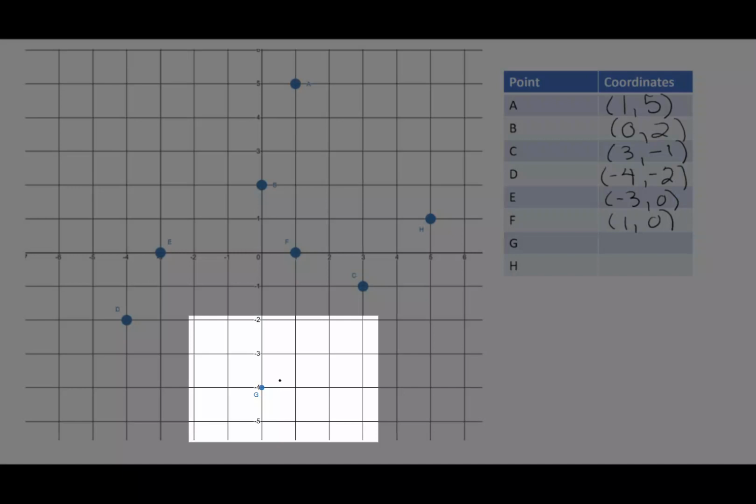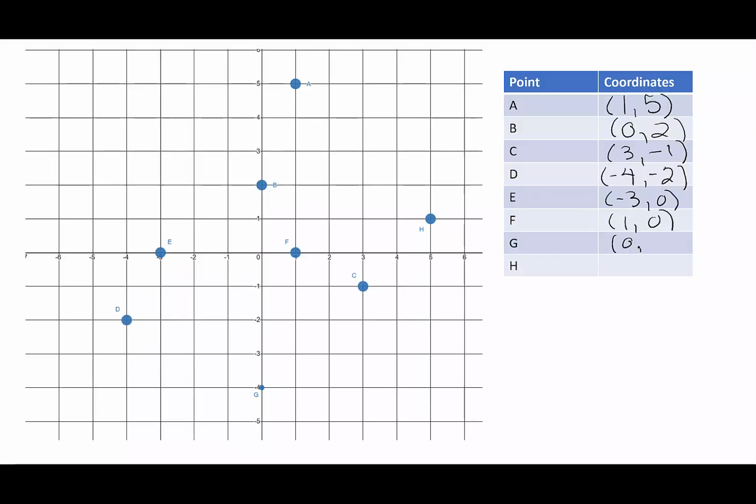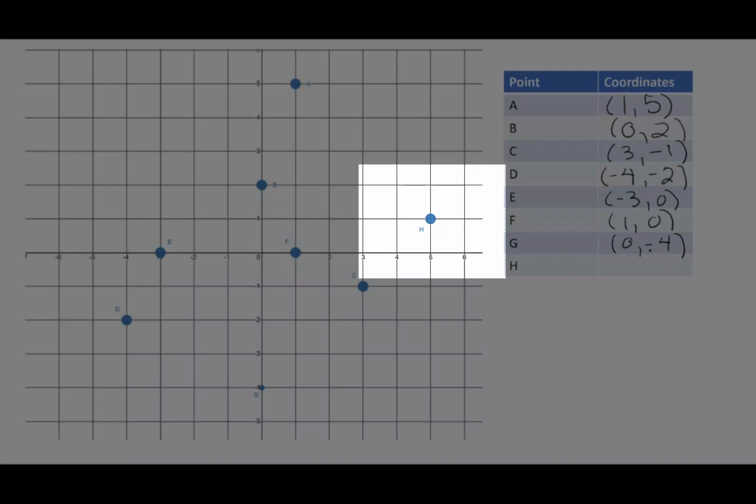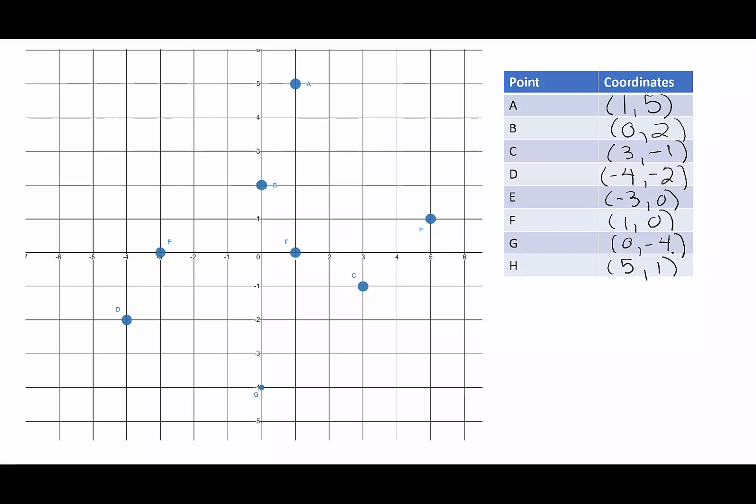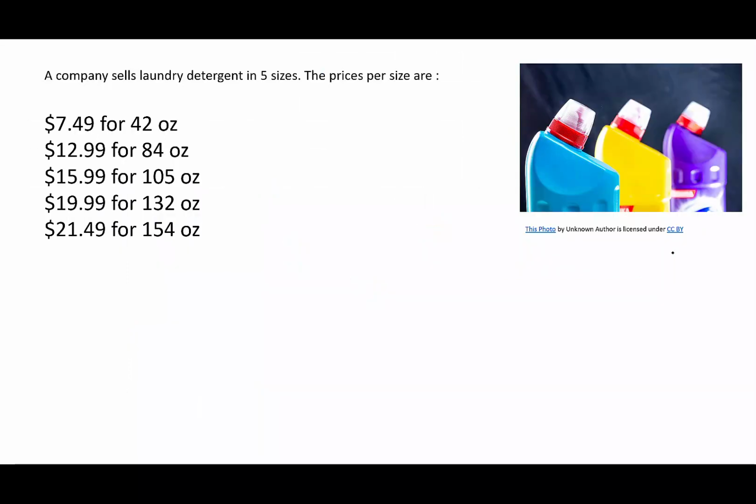Letter G is on the y-axis at the point (0, -4). And our last point H is 5 to the right and 1 up. We write that as (5, 1). As we look at points, I hope it feels familiar, maybe like looking at a map and finding a location. Another thing I want you to see is how points can help us look at relationships between types of variables.